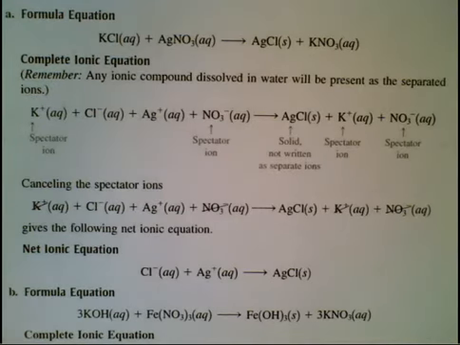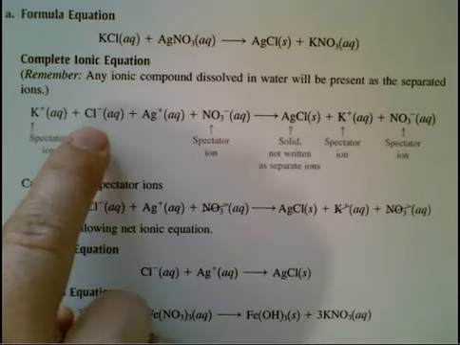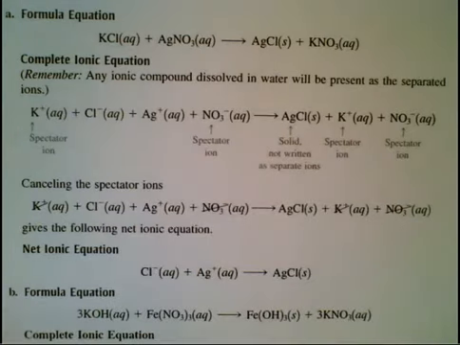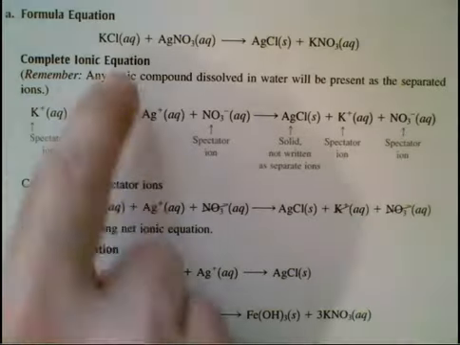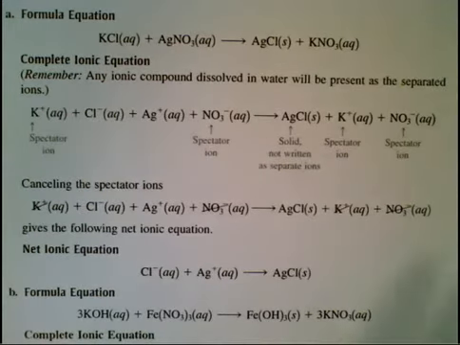We have the complete ionic equation. Remember, any ionic compound dissolved in water will be present as separated ions. We have K plus aqueous, Cl minus aqueous, plus Ag plus aqueous, plus NO3 minus aqueous. All we've really done is taken these two substances and broken them up into their component ions, and represented them as aqueous.